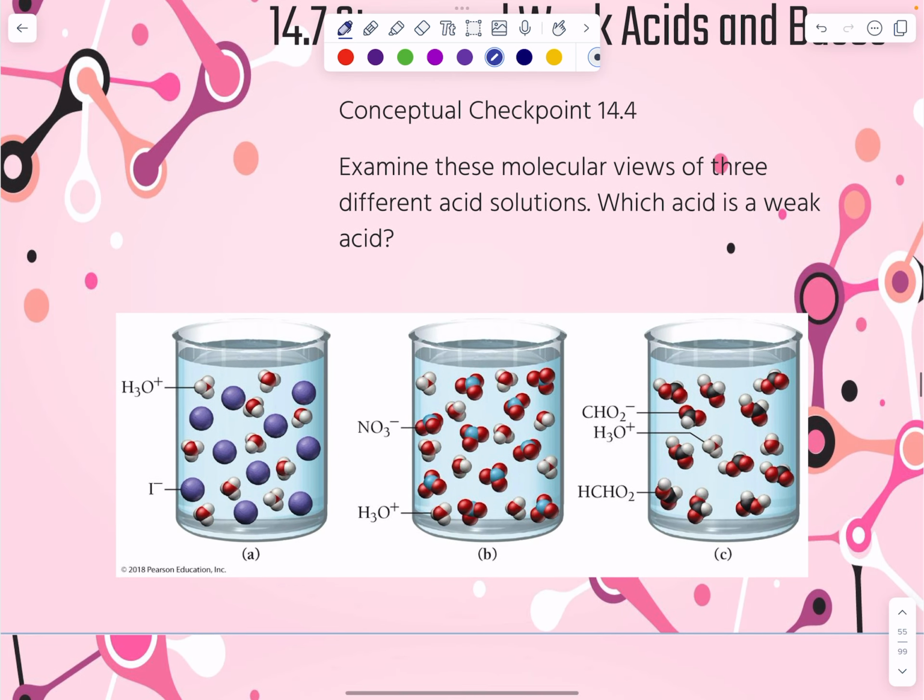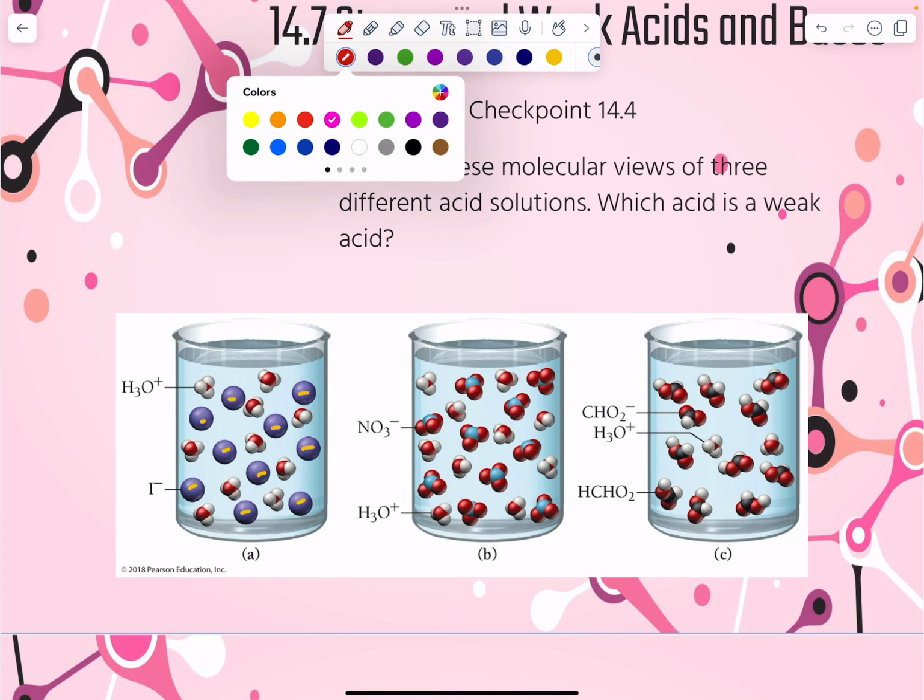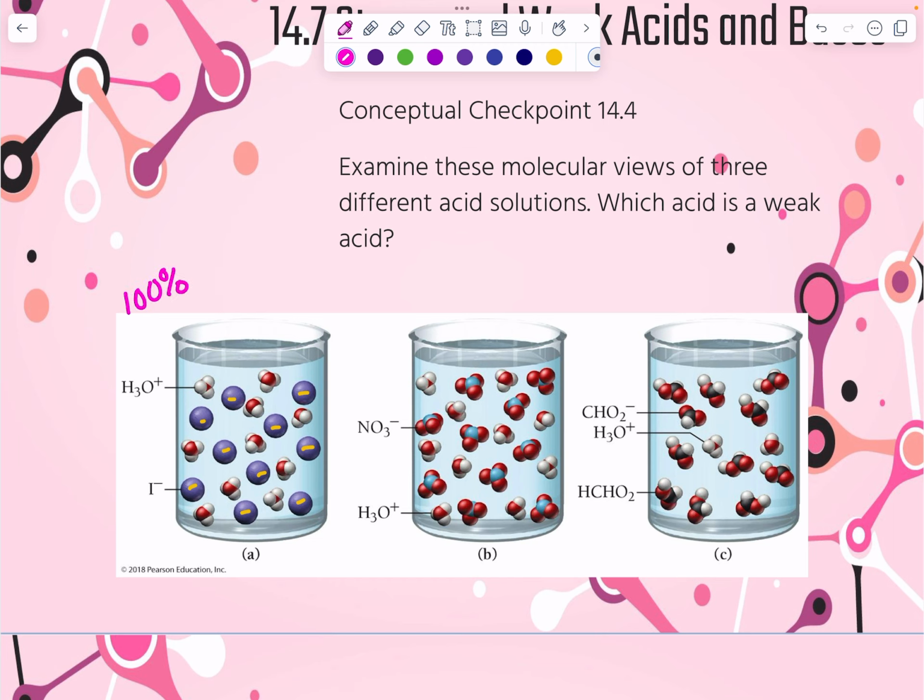And then this last one, look at these, which is a strong acid, and which is a weak acid. So I'm looking at how much they dissociate. Do they dissociate completely? And if I look here at the I minus, I see that 100% of these purple spheres, none of them have a hydrogen ion with them. So this is 100% dissociated. And so if it is 100% dissociated, this one must be a strong acid. And yeah, if I look, HI is considered a strong acid.